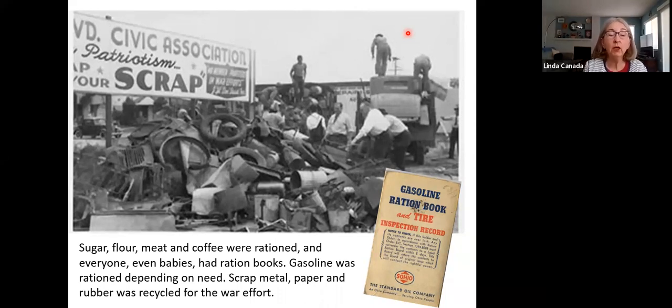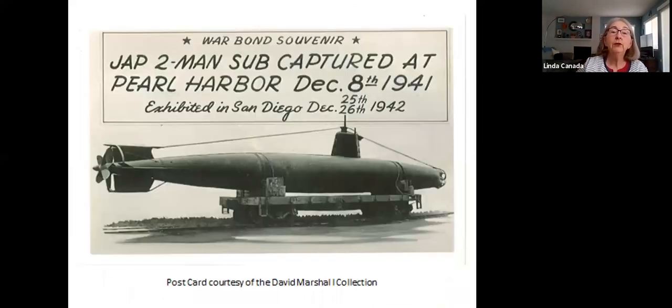And then there was the scrap metal, the paper, and the rubber that was recycled in these big scrap yards. In fact, some of the older properties in the Gaslamp Quarter had their metal iron balconies ripped off and other decorative items taken off in order to help with the war effort in San Diego. This two-man sub came to San Diego in support of the war bond effort. So people were encouraged to give their money in support of the effort of the war. And so this one was captured at Pearl Harbor and trucked around the country to support the drives for donations.